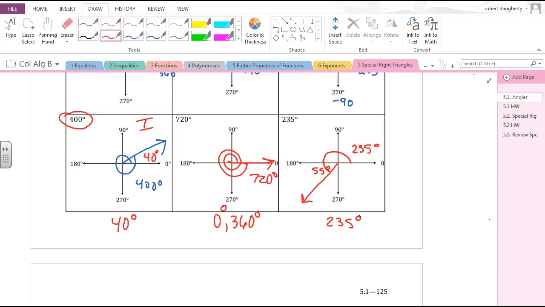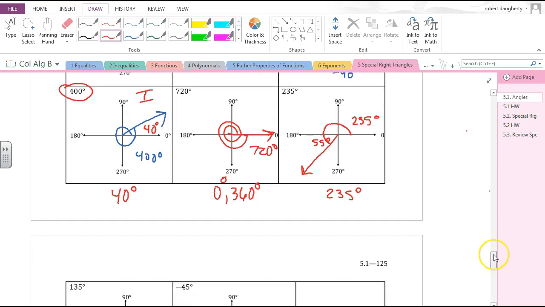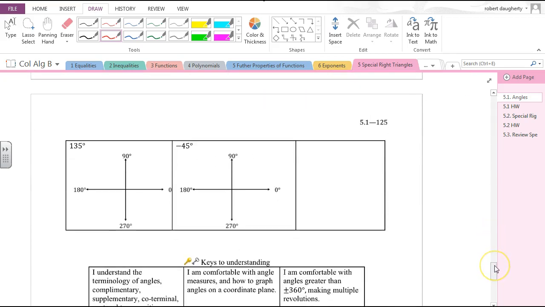What we were doing before is I had something like 400. So 400 goes around one time and then it goes 40 more. So that's the same as a 40 degree angle, okay? Now there are many other angles that stop right here. I can add 360 to this, add 720 to this, keep adding 360, and I get angles that are coterminal. I can go in negative directions to get negative angles that are coterminal. So I think we have two more and we're done.